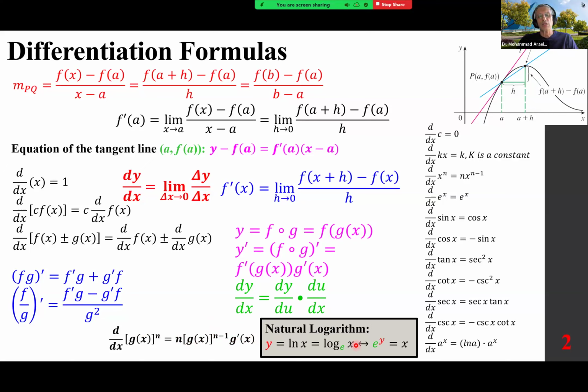y equals ln x means log of x base e. We don't write it in this format; we write it as ln x. By definition, e to the power of y becomes x.